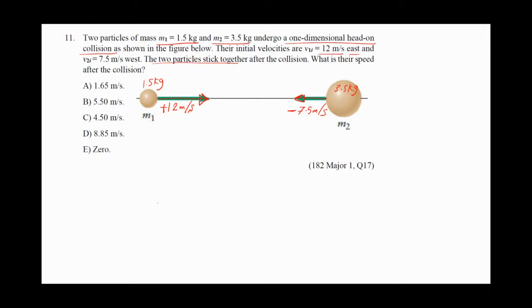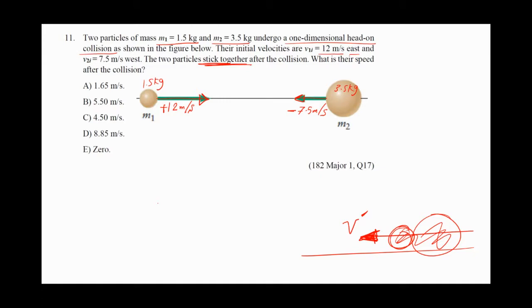The two particles stick together. Stick together means they join together. So they will stick together after collision. What does it mean? After collision, they will stick together and they will move with the same velocity. Let's call their velocity after collision V prime. That's because he said they stick together, so they will have the same velocity. What is the speed after collision? Find their speed after collision.